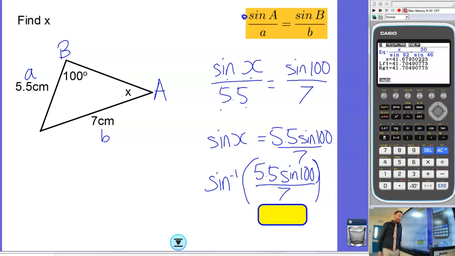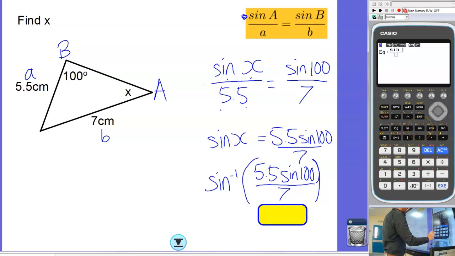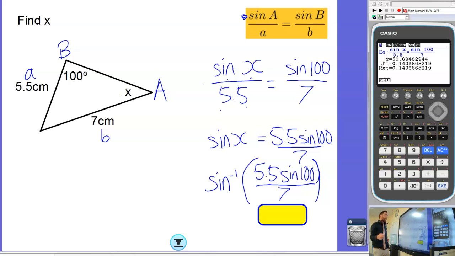However, this equation solver means we can probably type this in. Let's see if it works. So let's exit that and let's delete everything we've got. So let's try typing that in. Let's go for sine X over 5.5 is equal to shift equals sine 100 over 7. And let's see if we can solve that one. Are we in degrees? It's given us 50.7. Well, let's think. Does that sound sensible as an angle? I'd say so, yes. I'll also show you how to do this without the equation solver.